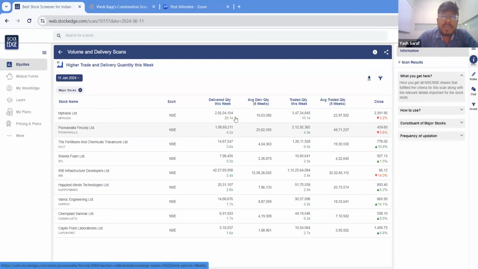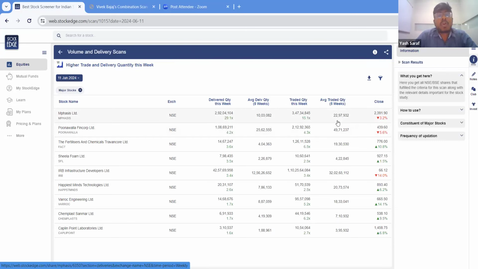And you guys must be seeing average delivery quantity over here. So average delivery quantity is on a periodic basis. If it is a volume and delivery daily scan, then the average delivery quantity will be for 5 days. If it is a weekly scan, that is this scan, the average delivery will be for 5 weeks and it will be 5 months for the monthly scan. So as we can see in Emphasis Limited, in just 2 days, Monday and Tuesday, this stock has had a 29.1x jump in its delivery quantity from its average and a 15x jump in its traded quantity from its average.